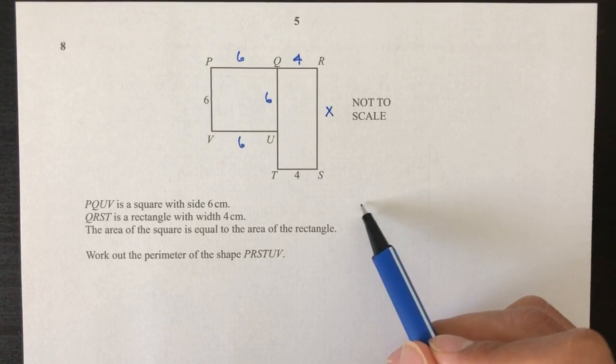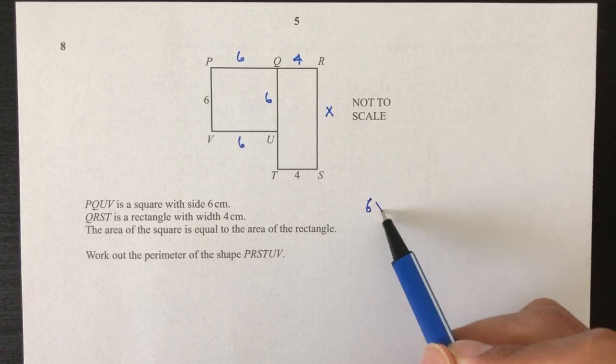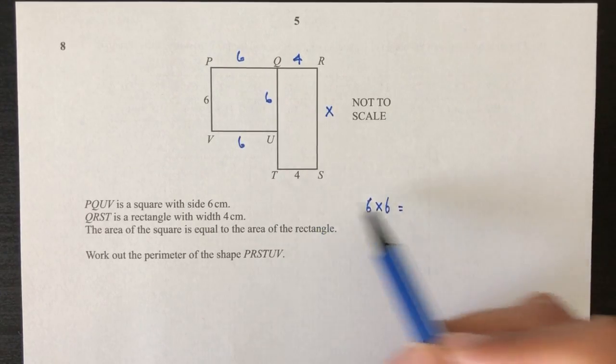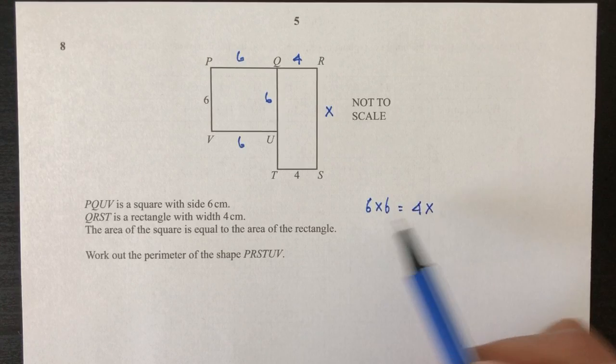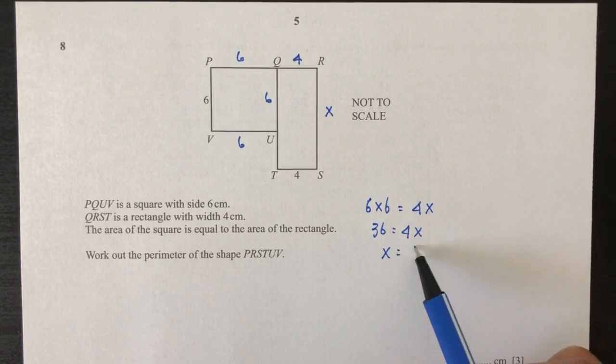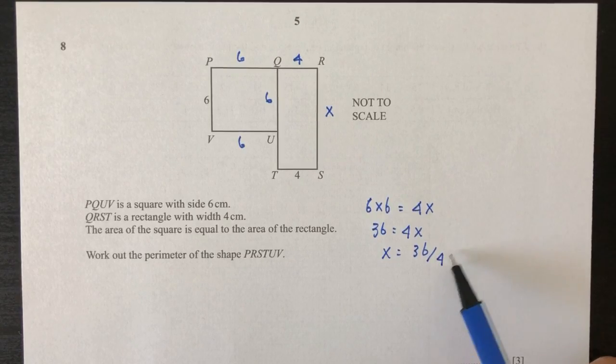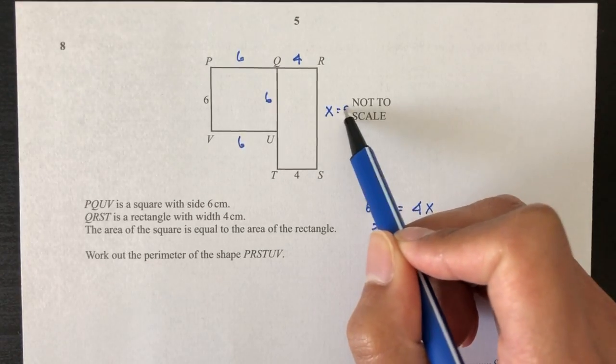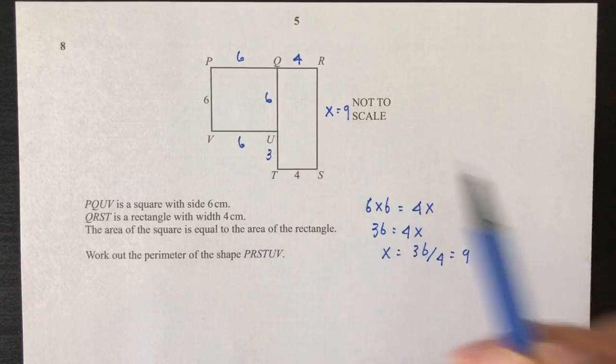What is area of square? It is 6 times 6. What is area of rectangle? It is 4 times x. So 36 equal to 4x. X will be 36 divided by 4, which is 9. So this is 9, and this here is 3.